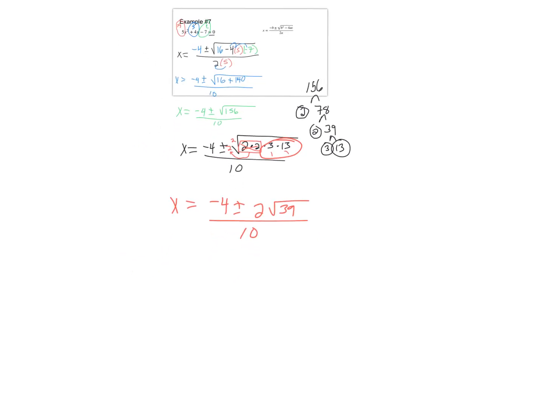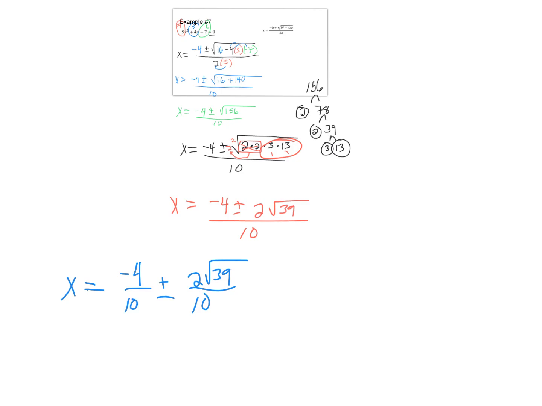Now, here again, knowing your teacher. Again, my students, I tell you guys, you've got to pull it apart. So you're going to have -4 divided by 2 plus or minus 2 radical 39, all divided by 10. Oh, I don't know why I put a 2 under there. Hold on, guys. That should be a 10.